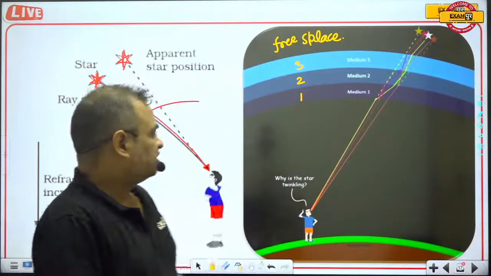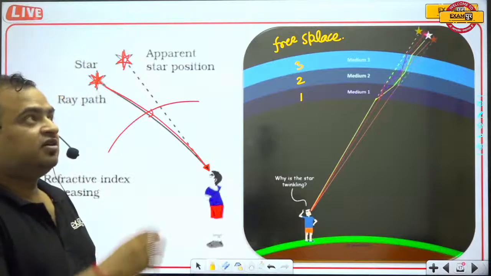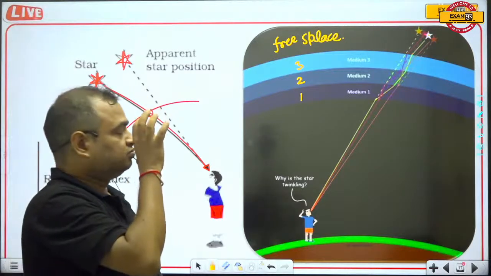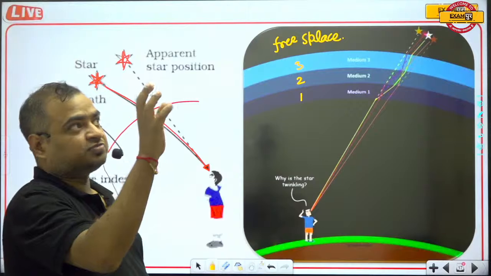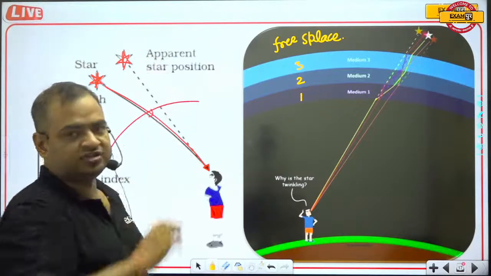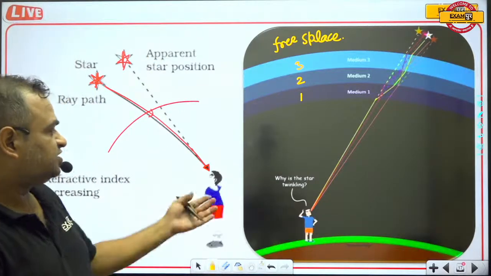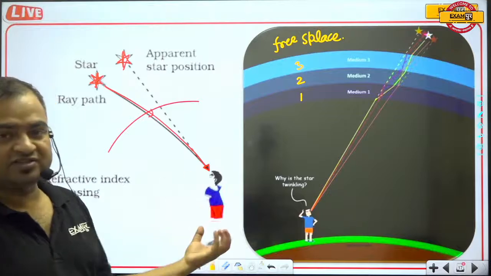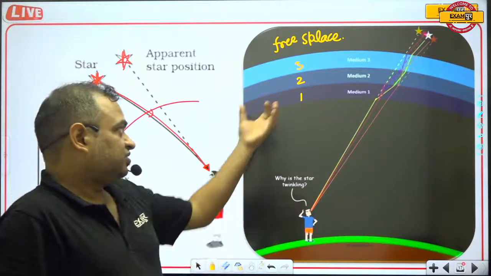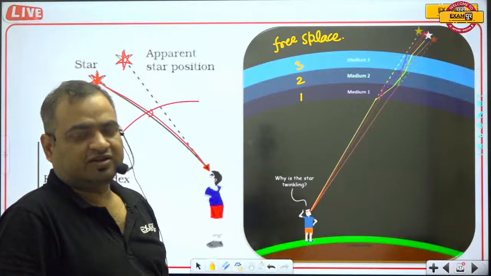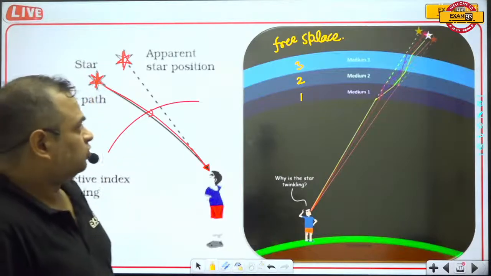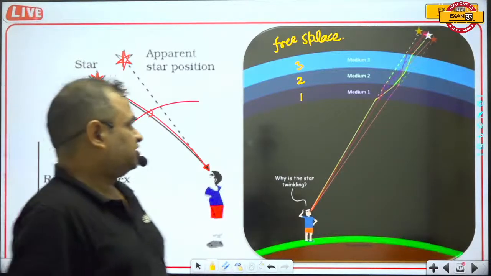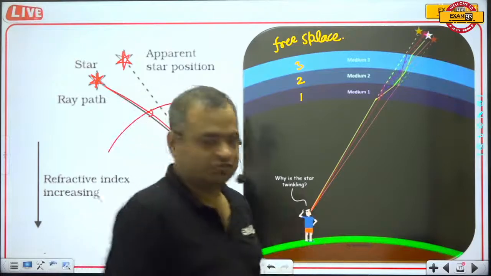That's why he observes that the star is located at this place, or this place, or this place, or this place. In this way he sees that the stars are twinkling, but it is not so. The twinkling of stars actually takes place due to the refraction of light.